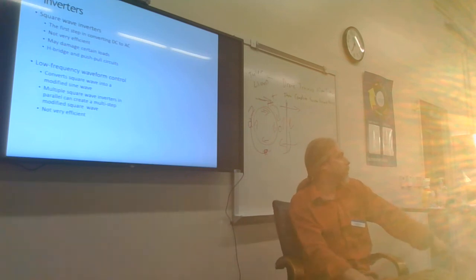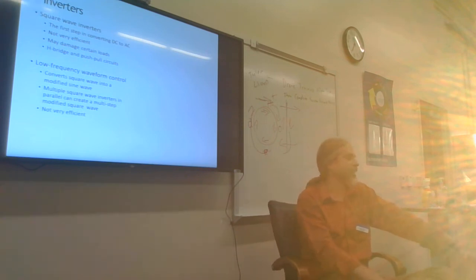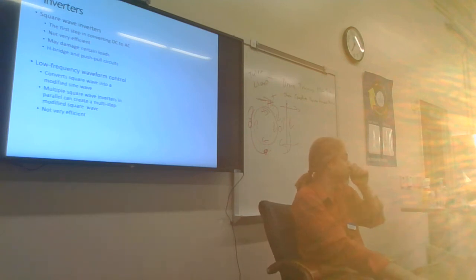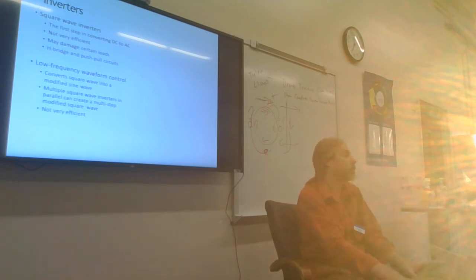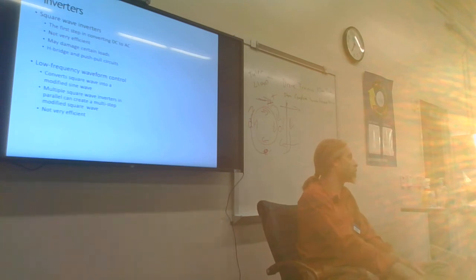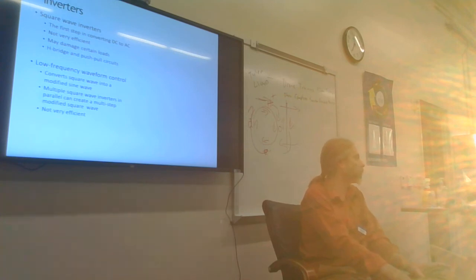Square wave inverters, the first step to converting DC to AC is turning it from a straight line DC signal into a square waved AC signal. It is not very efficient, it may damage certain loads, and it is simply an H-bridge and push-pull circuit. We'll look at what that means here in just a couple minutes. But then more fancy inverters go to low frequency waveform control. It converts the square wave into a modified square wave. Multiple square wave inverters in parallel can create a multi-step modified waveform. These still are not real efficient. Okay?